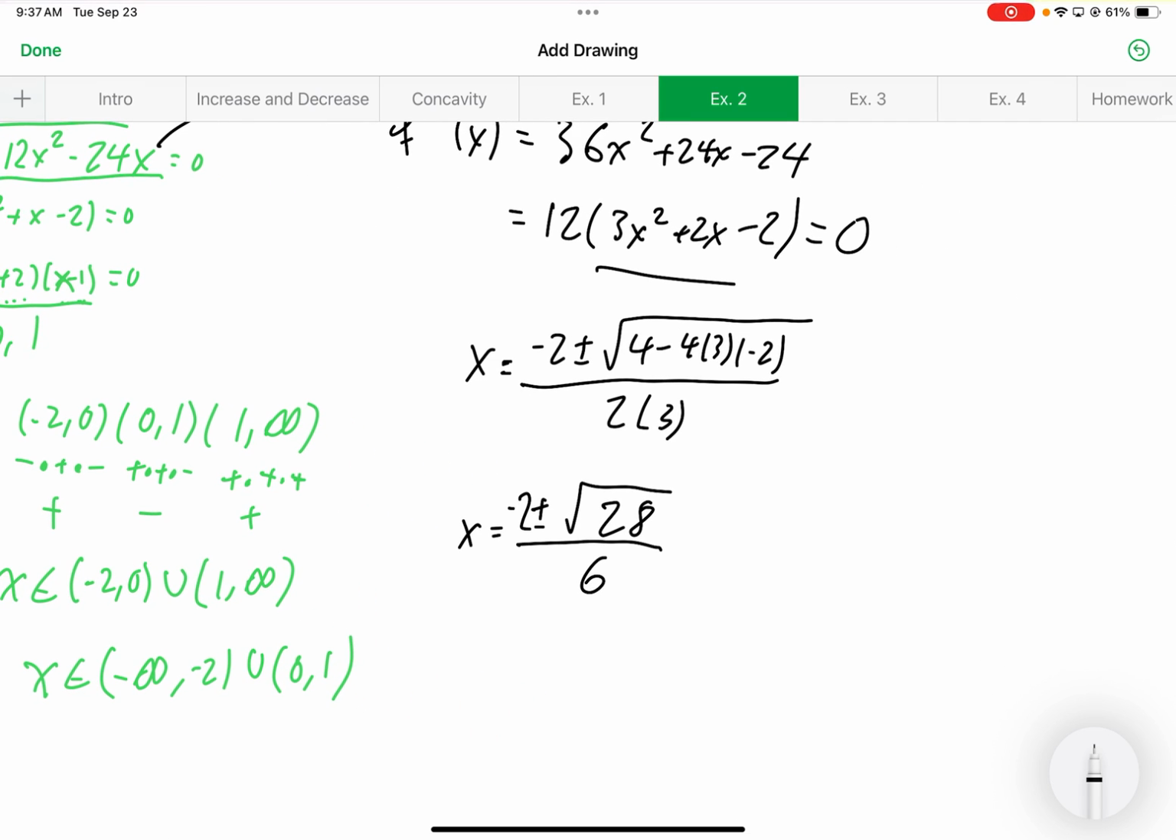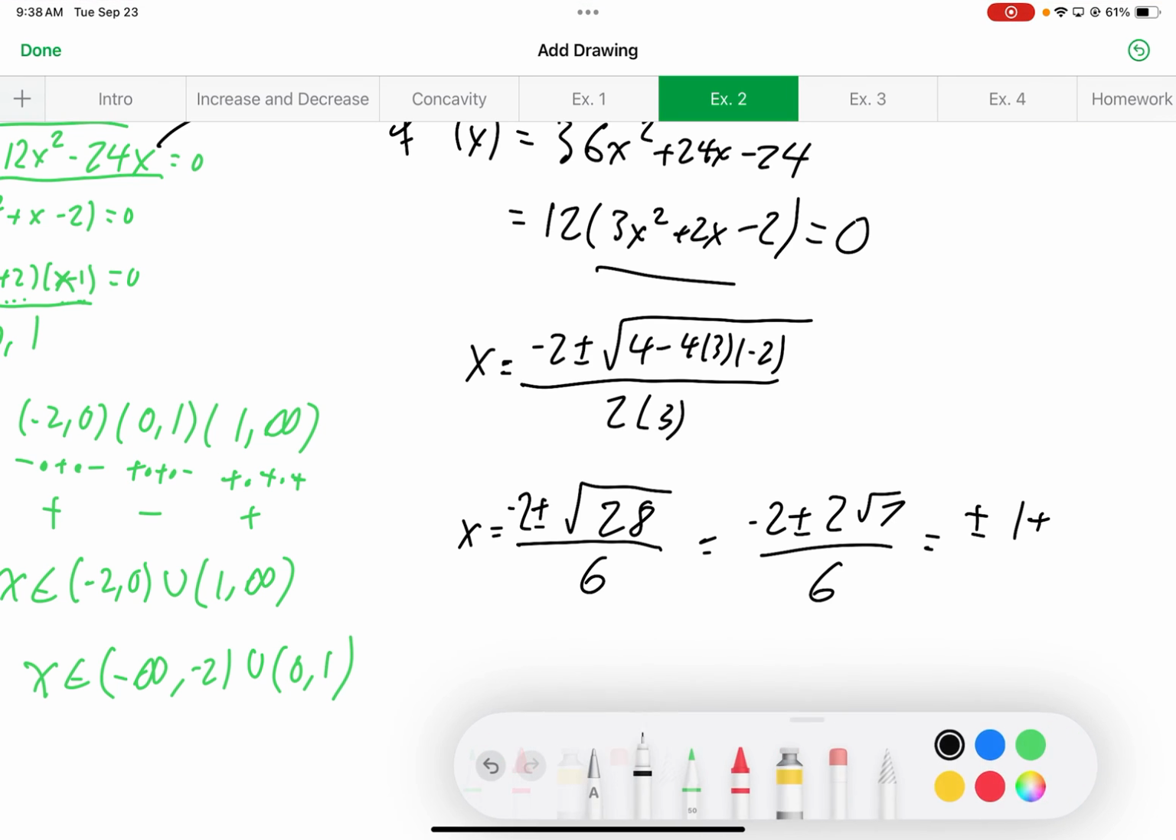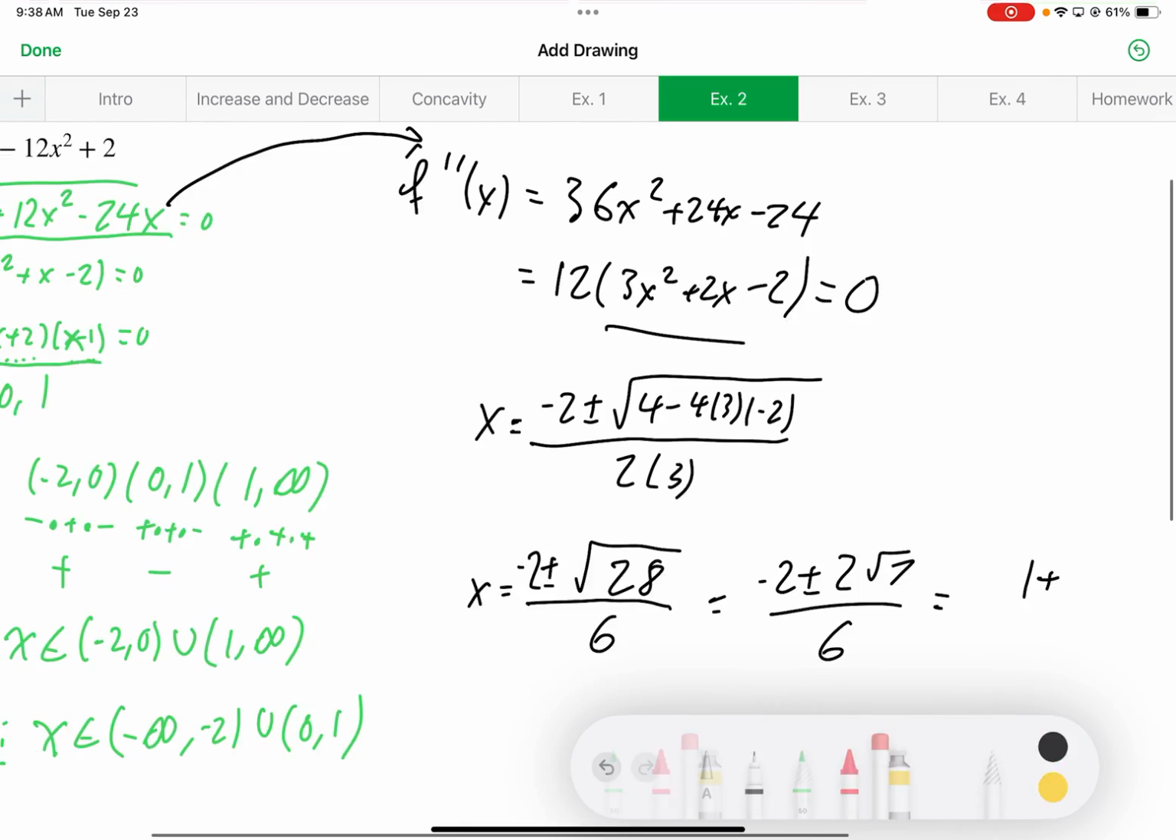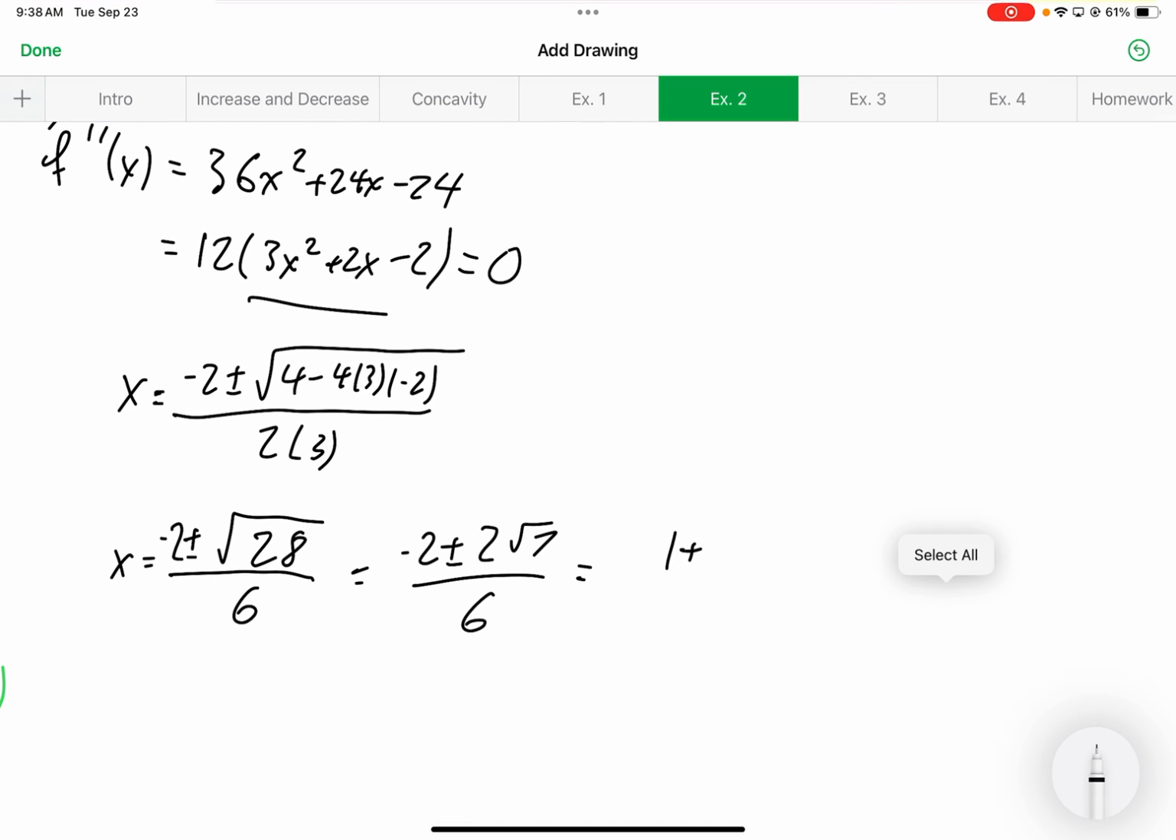All right. Okay, so then now I can actually simplify square root of 28 a little bit. I can pull a 4 away from the 7, take the square root of 4 and make it a 2 outside that square root. Do you guys remember how to do that really well? Extracting roots. Okay, so then that would give me negative 2 plus or minus 2 square root of 7 all over 6. And I can reduce each one of them by a factor of 2. So then negative 1 plus or minus square root of 7 over 3.